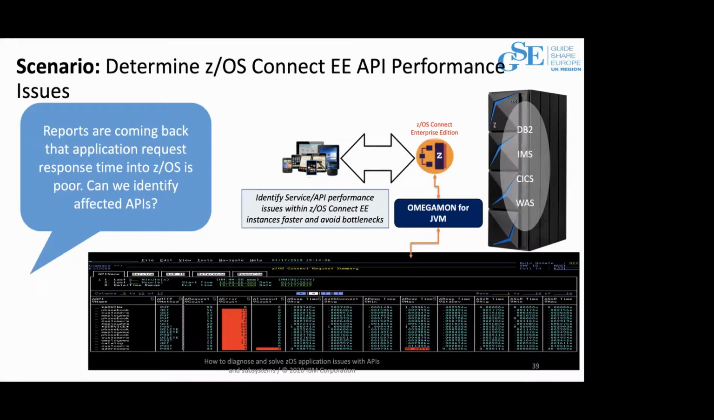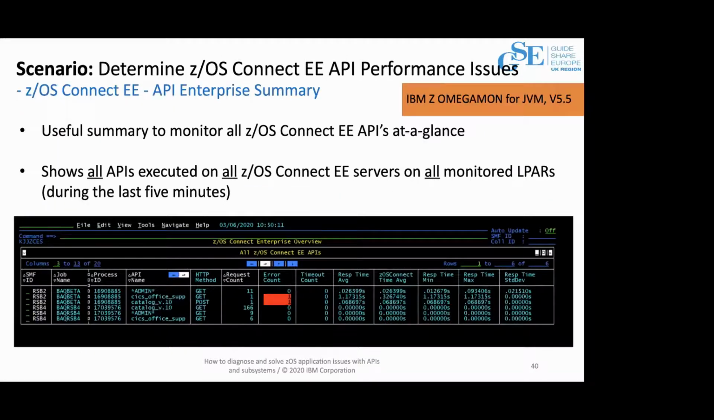Okay, so if you look at this screen here, this was provided with IBM Z OMEGAMON JVM version 5.5. This is an API enterprise summary workspace. It's a useful summary workspace because you can see quickly an overview of the APIs executing across the enterprise. Now, this is not just per JVM. This is across the enterprise. We didn't have this until 5.5.